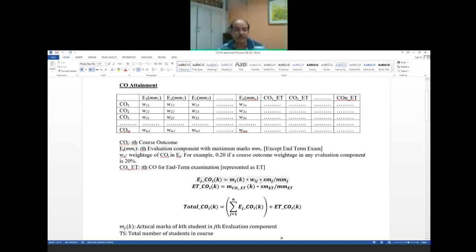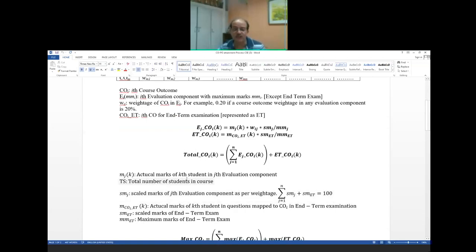Now, this is how I calculate E of COi of the kth student: the marks into the weightage into this particular value. So this is slightly complex, in case you would like to follow this. This is the total of COik corresponding to each of the courses. Mjk is the actual marks of the kth student in the jth evaluation component. In the earlier evaluation, what we talked about was the internal evaluation and external evaluation. Now, in this particular thing, we're talking about how there may be different components there.